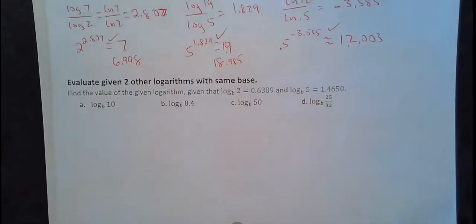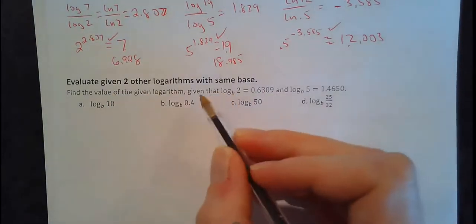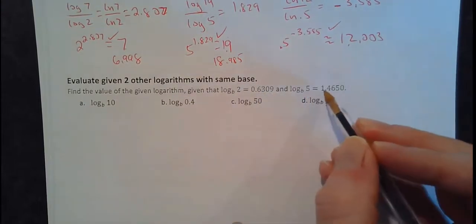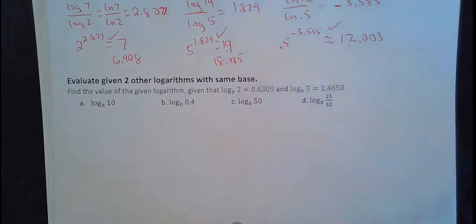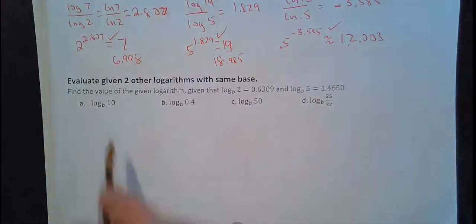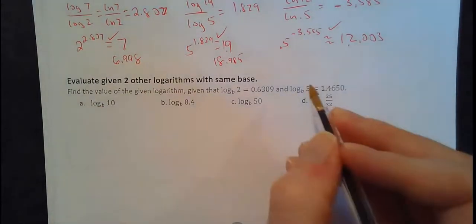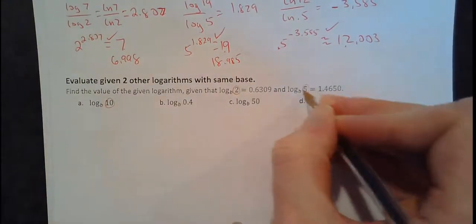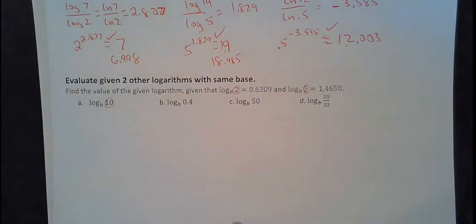Okay, at the bottom, evaluate the given two other logarithms with the same base. We're going to tell you that log base b of 2 equals 0.6309 and log base b of 5 equals 1.4650. We're not telling you what b is, so you have to use these to solve. You can't just type it into the calculator. What I want to do is write 10 as some combination of 2 and 5 with different operations, whatever operations it takes to use 2 and 5 to get 10. So maybe you're thinking 2 times 5.